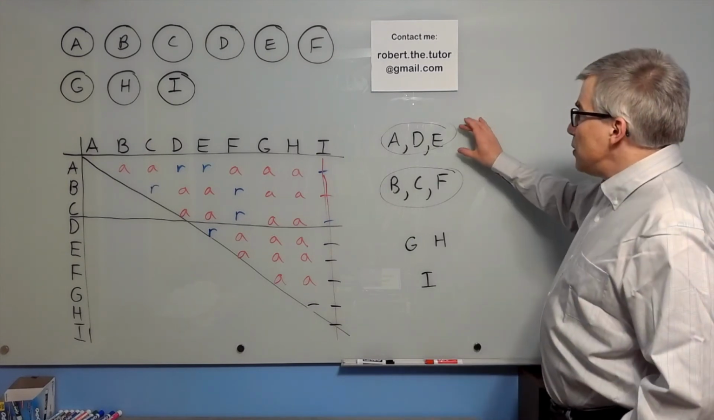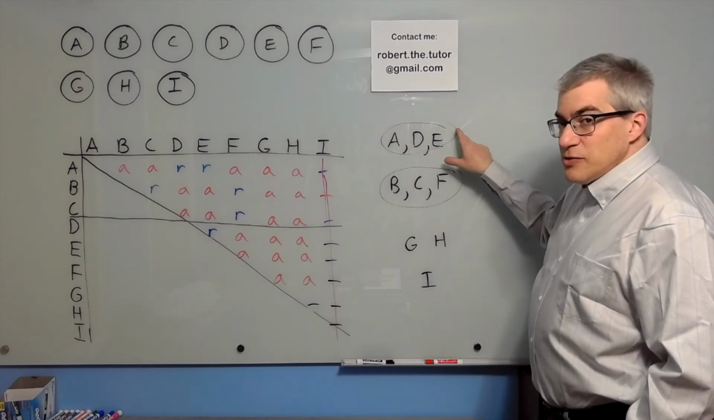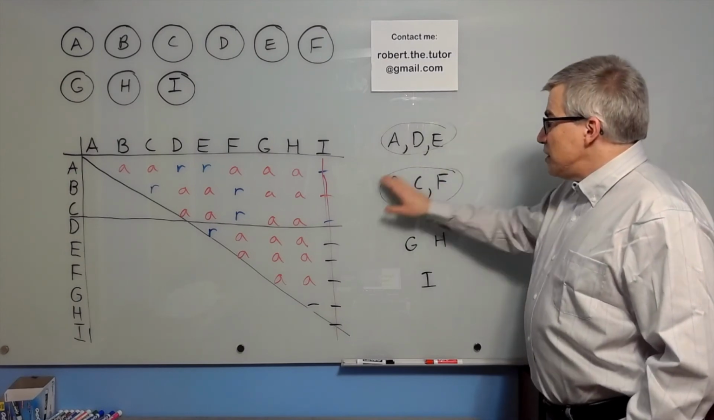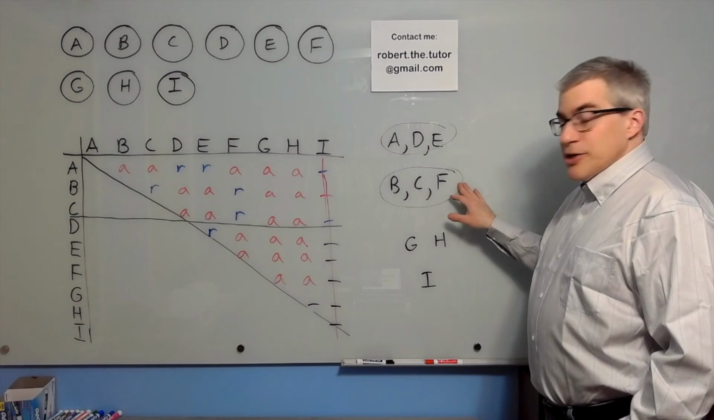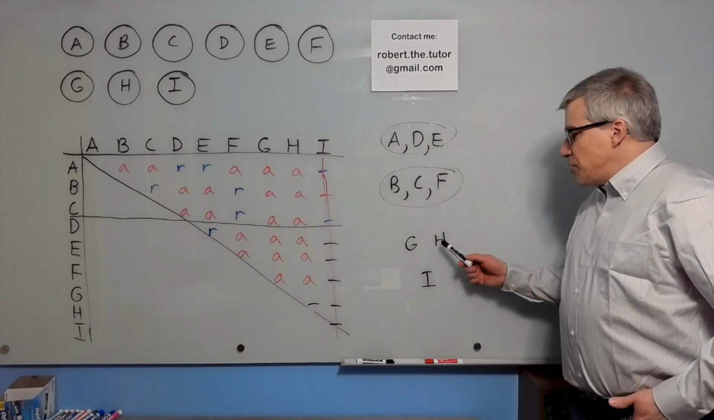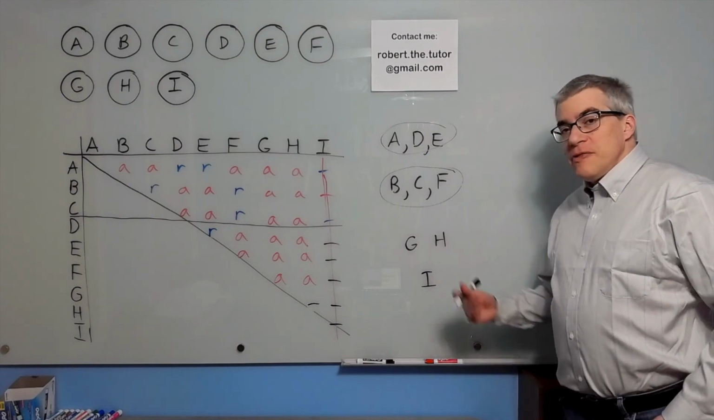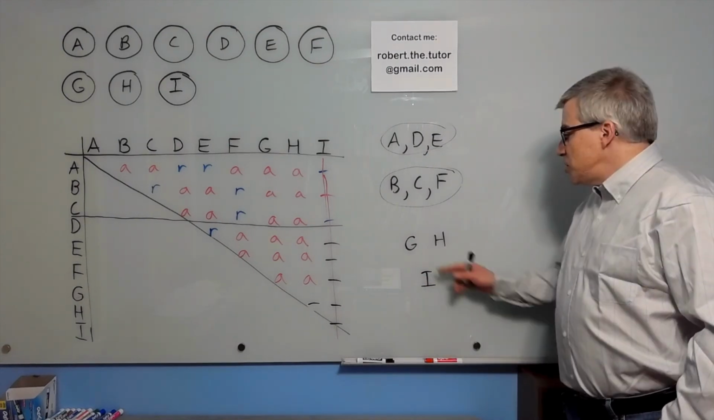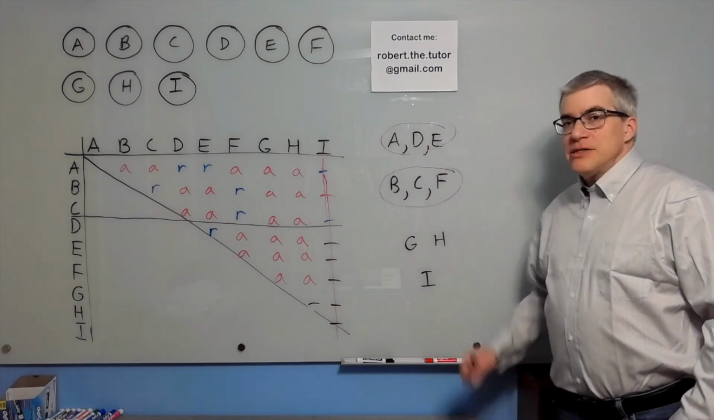So we have 3 charges here that are either positive or negative, but all the same. These 3, which are the opposite charge. These 2 are conductors, and this is an insulator. G, H, and I are all what we call neutral. They don't possess a charge of their own. G and H are neutral conductors. I is a neutral insulator.